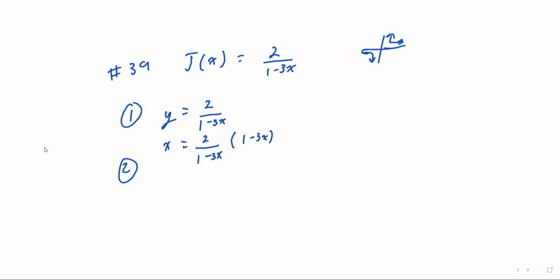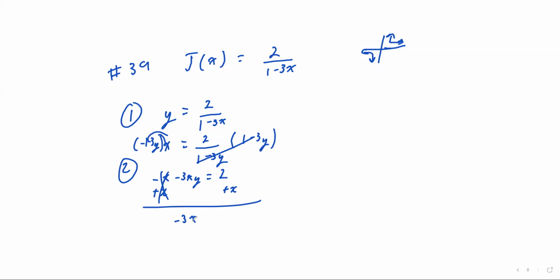Oop. Did not switch the y. That will go away. I'm going to go ahead and distribute. That gets me x equals 2 minus 3xy. Again, I'm going to move everything that is a y to one side, everything that's non-y to the other. So really all I got to do is just add x. And then now I just got to divide by everything that's next to the y because there's nothing really to factor there.